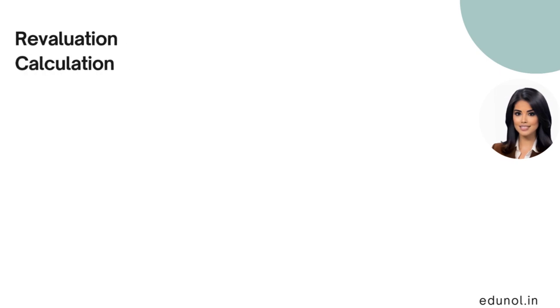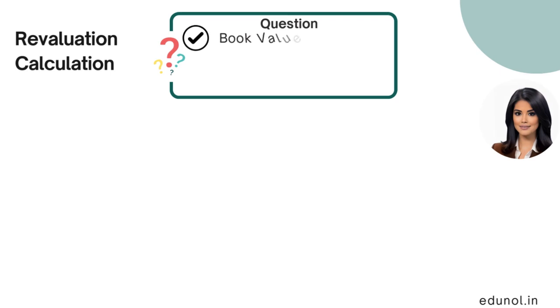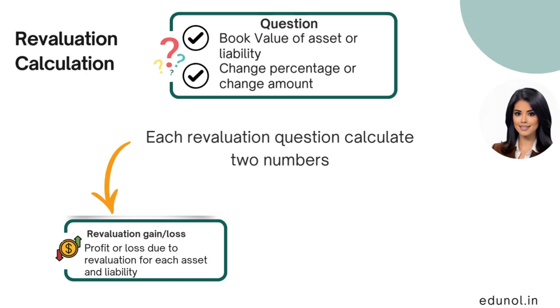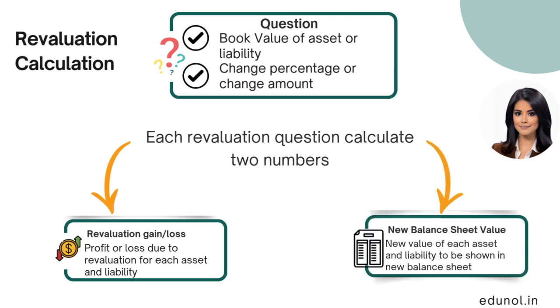A revaluation question will give two things: A. Book value of asset or liability, B. Change percentage or change amount. From the information given in the question, we have to calculate two things. First, revaluation gain or loss. This is the profit or loss due to revaluation for each asset and liability. Second, new balance sheet value. This is the new value of each asset and liability, which will be shown in the new balance sheet. On the next slide, we will discuss an example question to understand this more clearly.